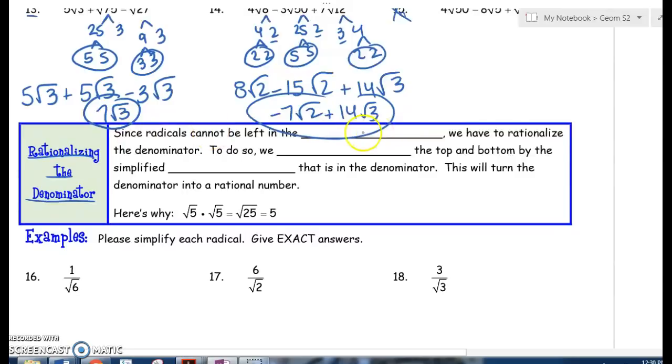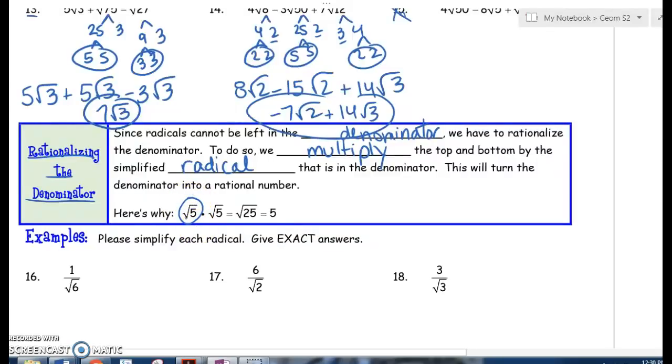Since radicals cannot be left in the denominator, we have to rationalize the denominator. To do so, we multiply the top and bottom by the simplified radical that is in the denominator. This will turn the denominator into a rational number. So here's what's happening. You're going to be multiplying by whatever radical is in the bottom.